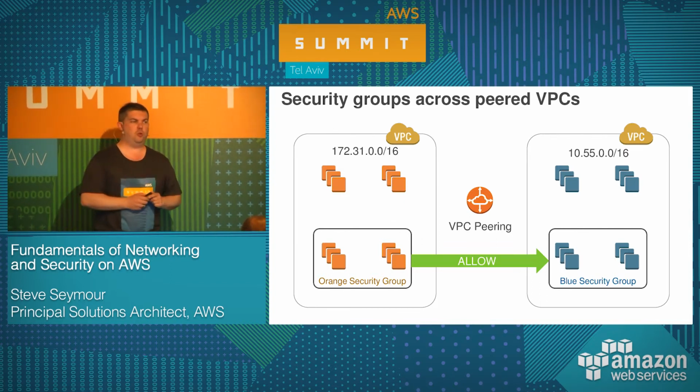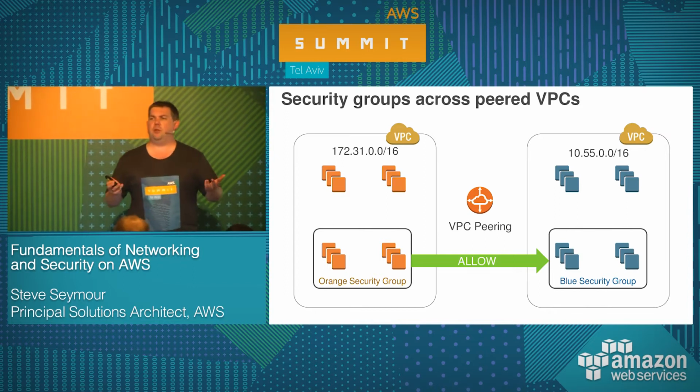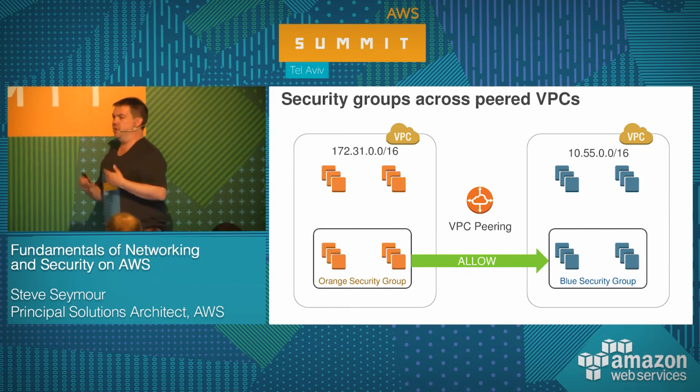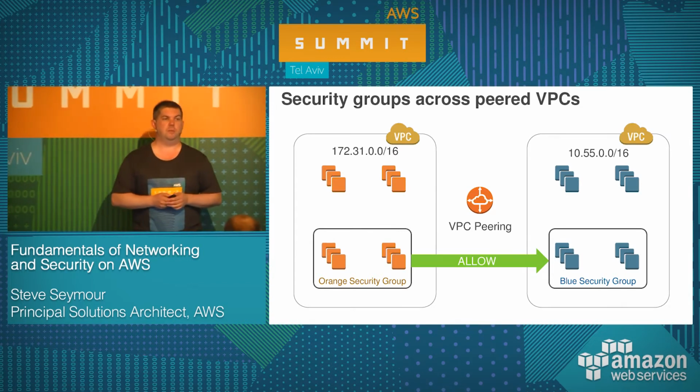It can also be used cross-account within that same AWS region. So if you've separated out your VPCs into different environments in different AWS accounts, that's fine. VPC peering still works across those.